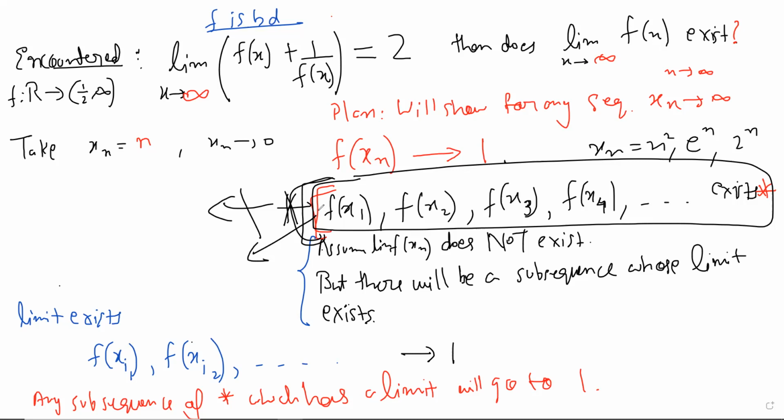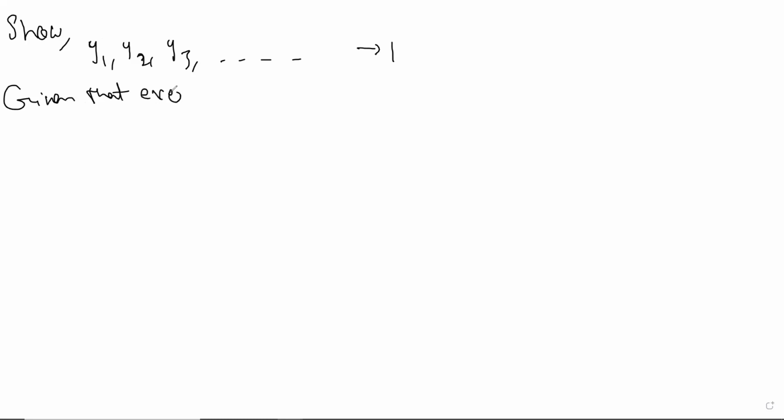Let me just say it as a sequence. Take y1, y2, y3, and so on. We want to show that this goes to 1, given that every convergent subsequence, every subsequence that converges, goes to 1. The subsequences that do not converge, we don't know, that is not given, but every convergent subsequence goes to 1.